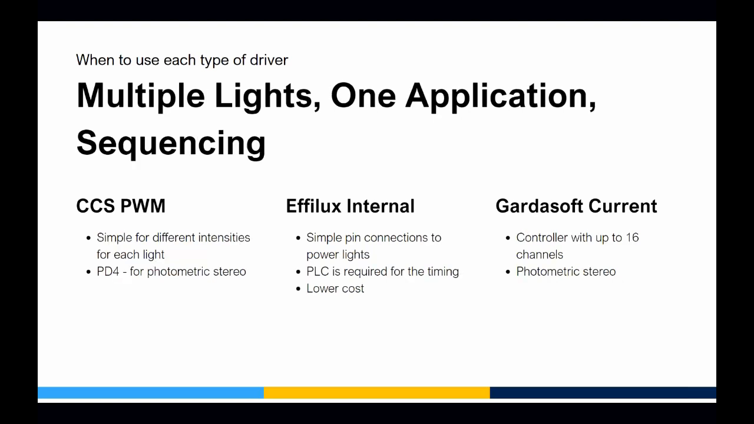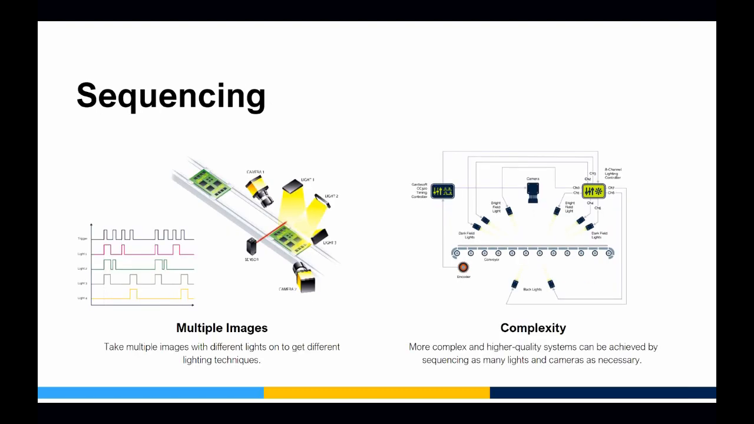Another scenario is if you have multiple lights, but you're only looking at one application, so you have to sequence the lights. What I mean by sequencing is you have the part coming through, you've got multiple cameras looking at it, so you have multiple lights that need to be turned on. Camera 1 needs a top light, camera 2 needs a side bar light or something. You can flash camera 1, turn on light 1, then flash camera 2, turn on light 2.